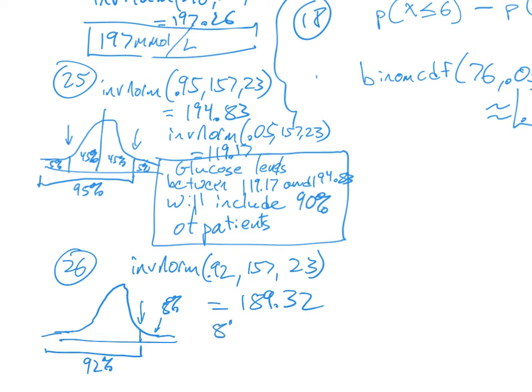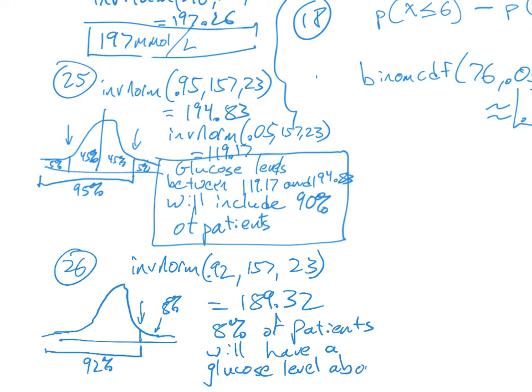So 8% of patients will have a glucose level above that number, in millimoles per liter.